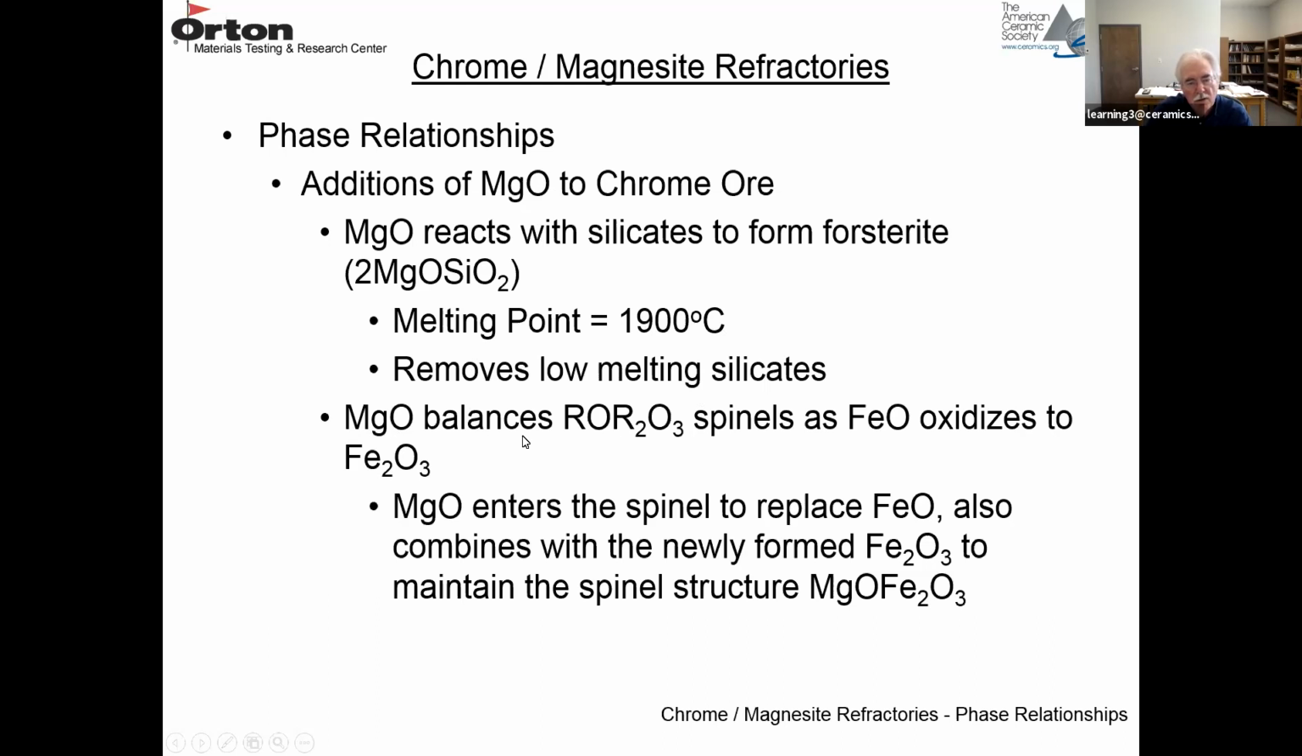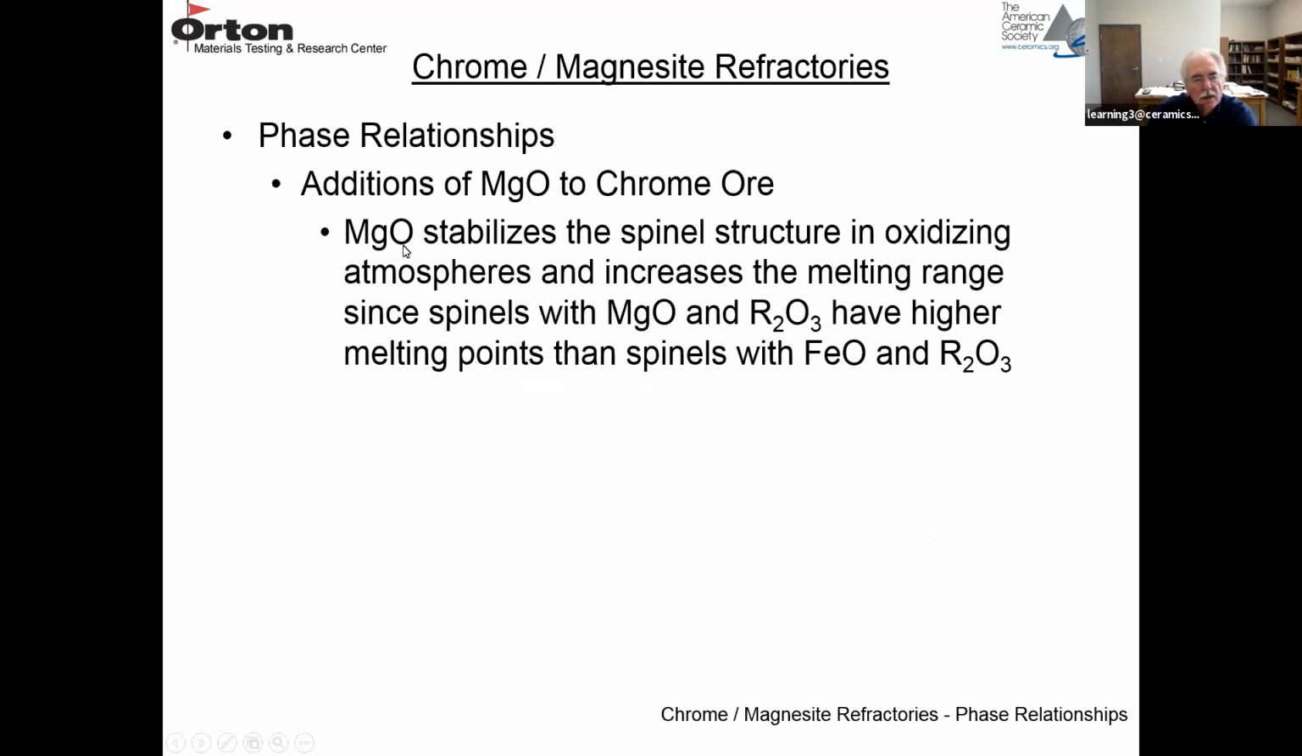And then the MgO balances the RO, R2O3 spinels as the FeO is oxidized to Fe2O3. So MgO now enters the spinel to replace FeO, combines with any FeO that's oxidized to Fe2O3, and maintains the spinel structure, MgO Fe2O3. So you tie up the silicates, you balance the spinels.